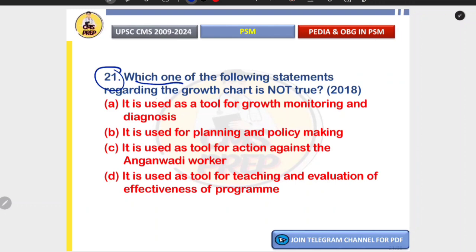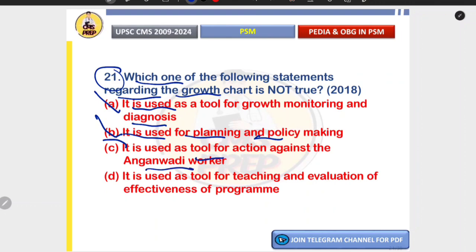Which one of the following statements regarding the growth chart is not true? It is used as a tool for growth monitoring and diagnosis. Yes, it is correct. It is used for planning and policy making. Yes, this is also correct. It is used as a tool for action against the Anganwadi worker.